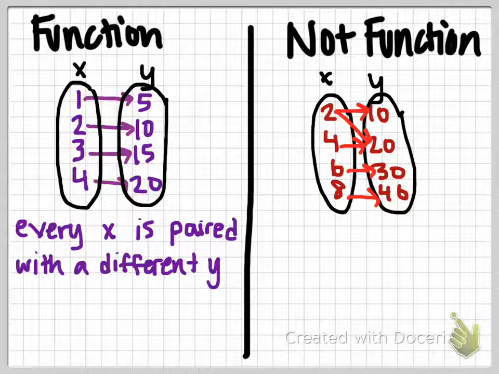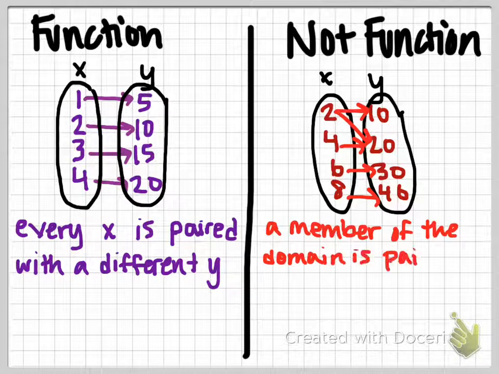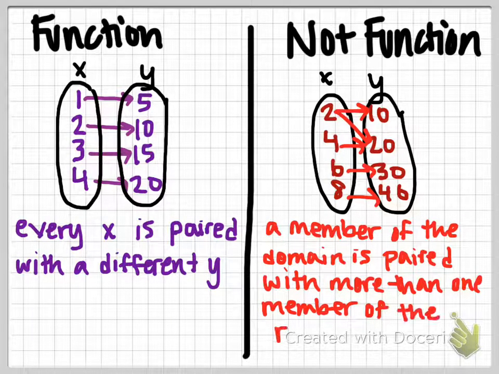So this looks a little different from the other one, but the main reason that this is not a function is because a member of the domain is paired with more than one member of the range. And we're really talking about that 2, because the 2 is paired with 10 and 20, it makes it not a function. It is perfectly okay for the 20 to pair with 2 and 4. We're not worried about that. We're concerned about the x value pairing with 2 y values.